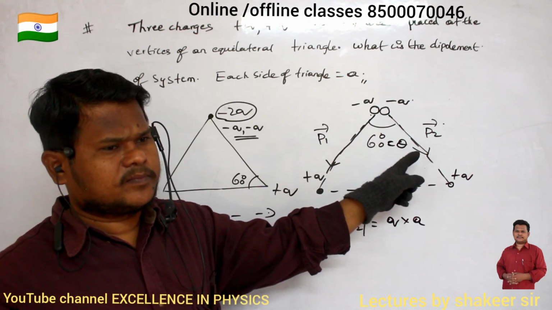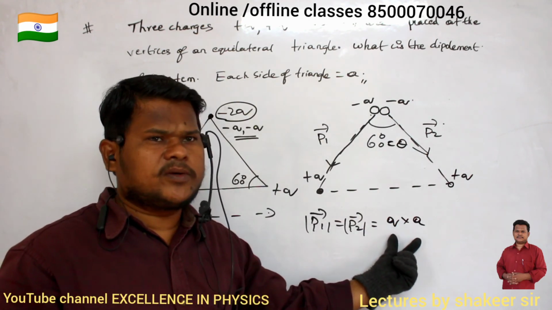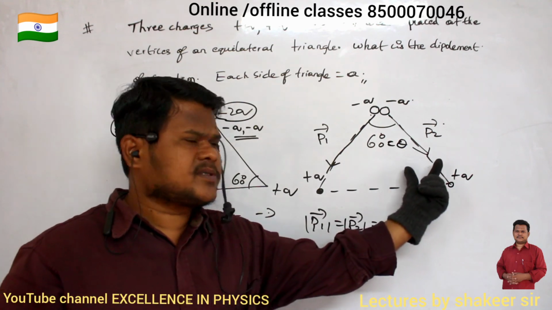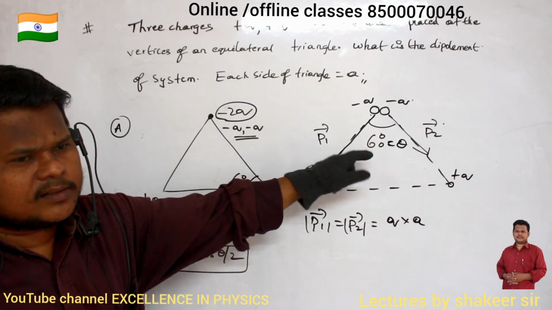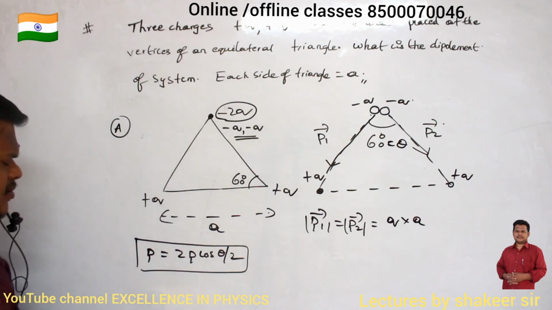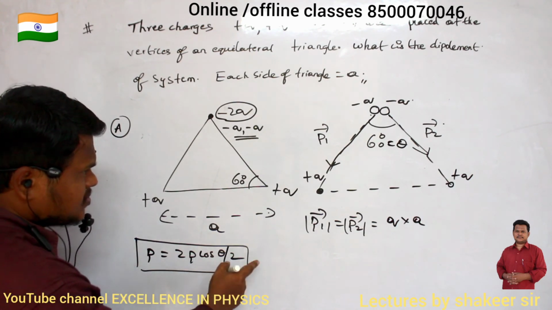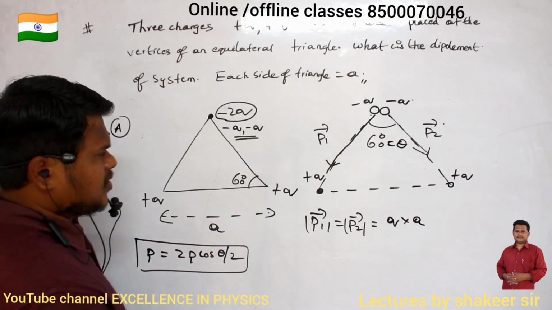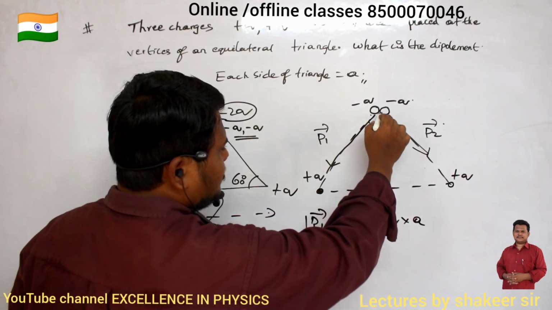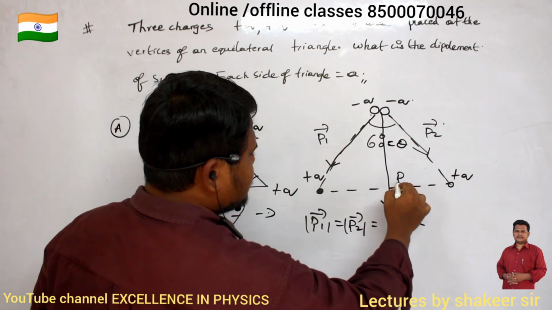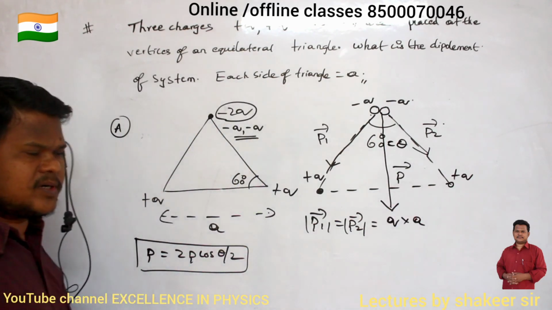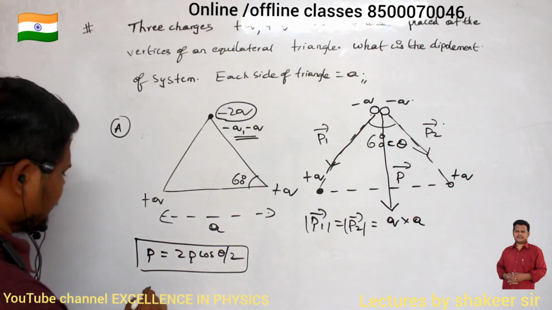Magnitudes are equal, no? Each dipole moment is q into a. This is also q into a, and they are separated by what angle? Theta. So therefore, the total dipole moment will be 2p cos theta divided by 2. And what will be the net resultant dipole moment? Net resultant dipole moment will be in this direction, which is called p dash. Are you able to understand, ma? So now calculate this.